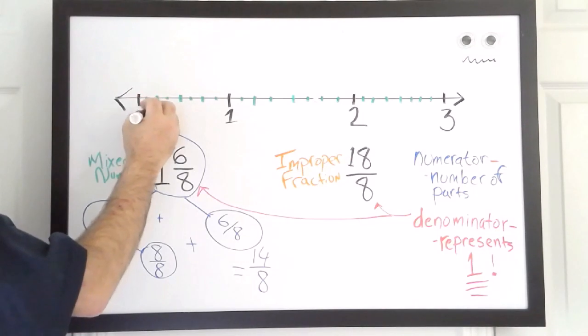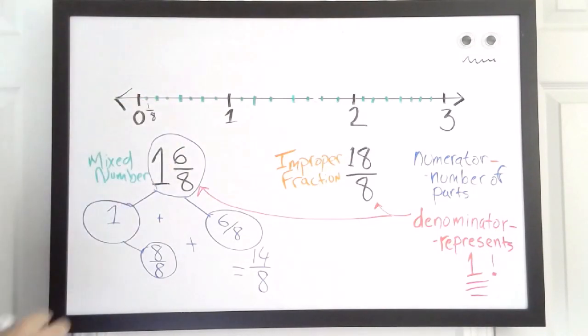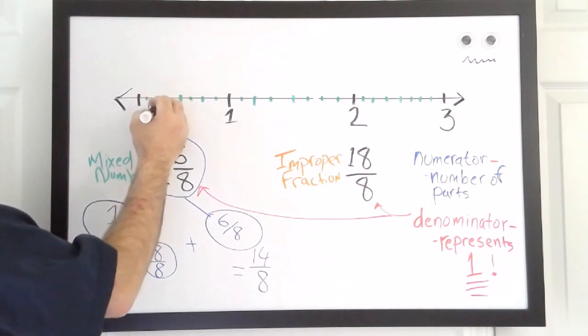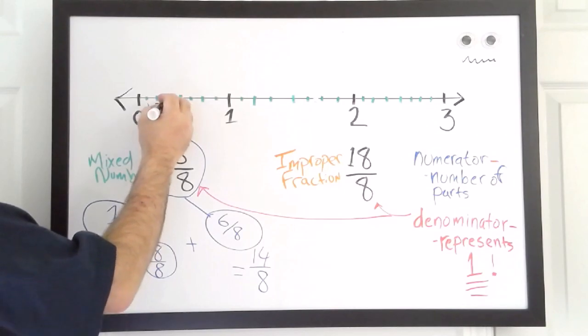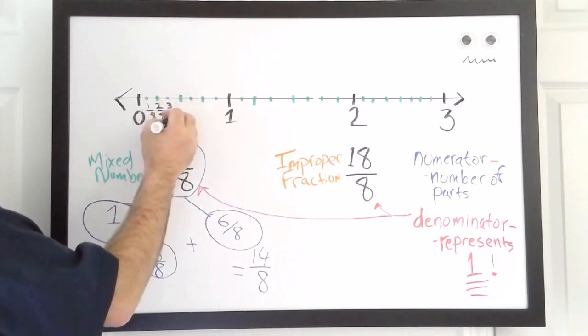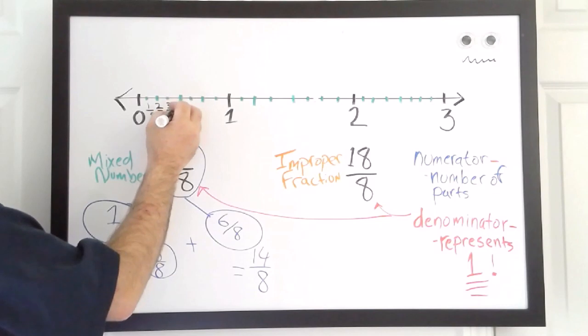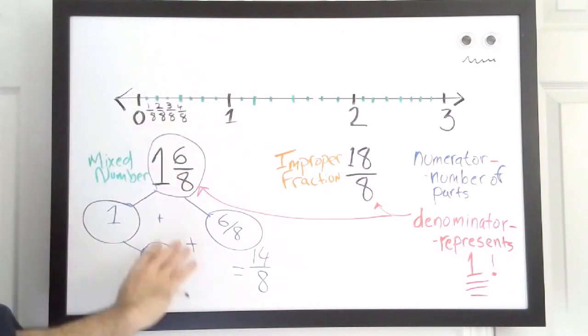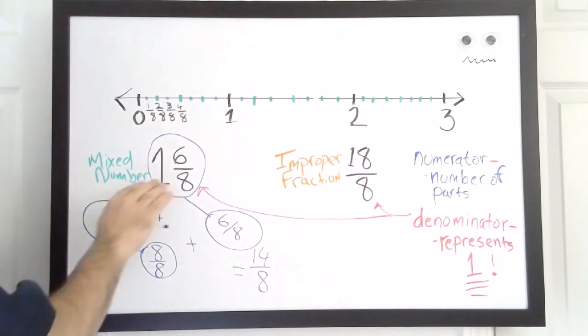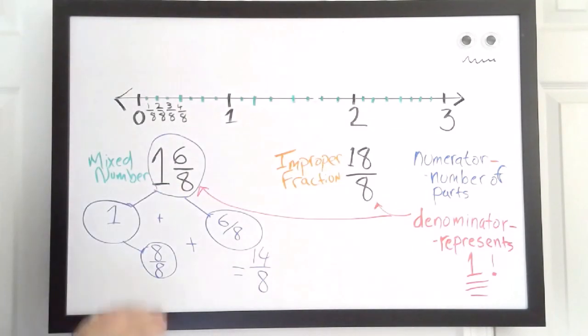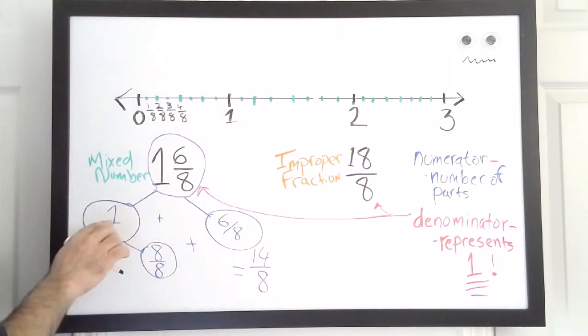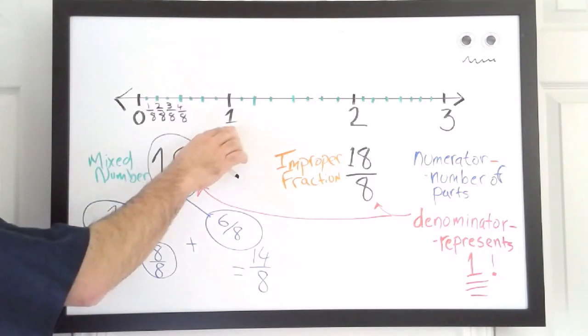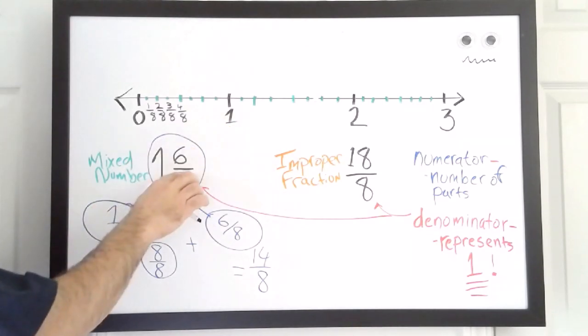This is 1/8 right here. This is 2/8, 3/8, and then half of 1 is 4/8. Okay? Now we have an idea of where we should put this one. Where do I plot 1 and 6/8? Well, we can think of it just being 1, here's one whole number, plus 6/8 more.